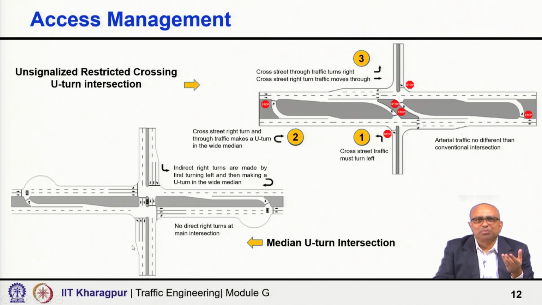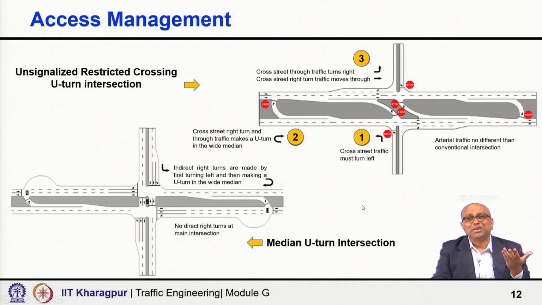Here also from this approach, if you want to go right, take left, take a U-turn and then go straight. So, median U-turn intersection, no right turn at the main intersection. Indirect right turns are made by first turning left and then making a U-turn in the wide median. So, if you have a wide median, such kind of designs work, but the main challenge will come in countries like India, we do not have land.